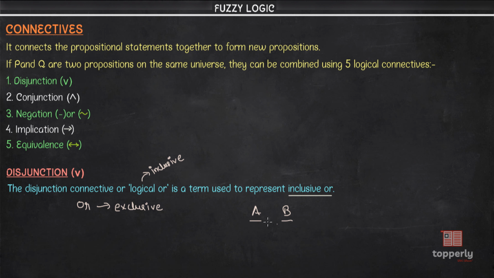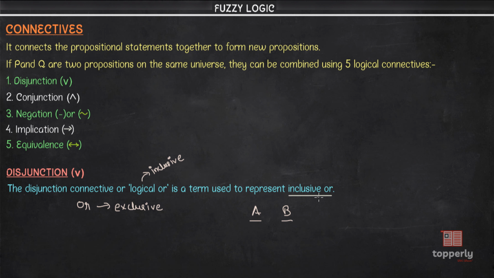But in the case of exclusive OR, if either A or B is true, and only then, is the statement value true. So this is the basic difference between exclusive and inclusive OR. Here, in the case of disjunction, we mean inclusive OR. That is, a compound proposition will be true if either of the simple propositions is true or both are true.